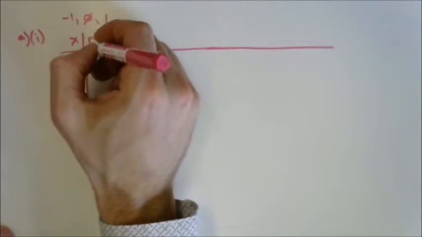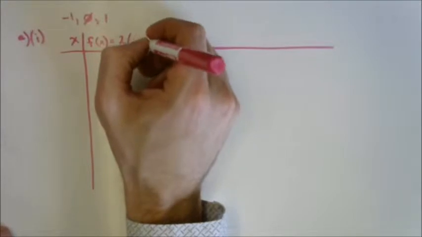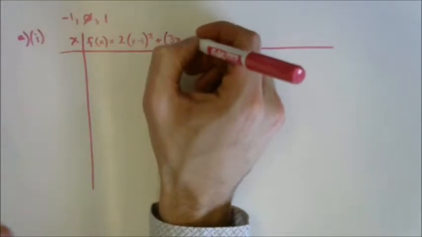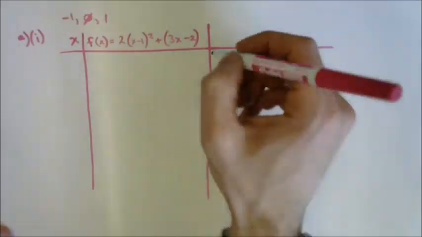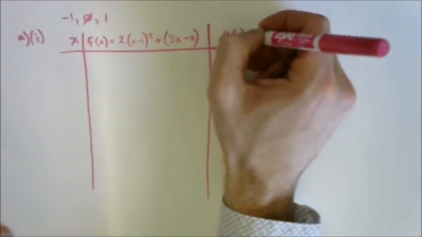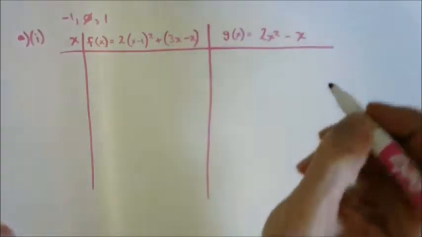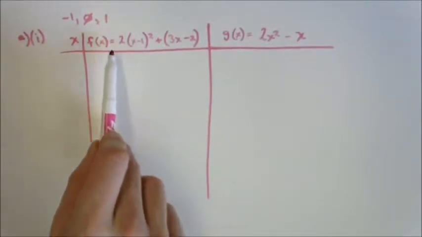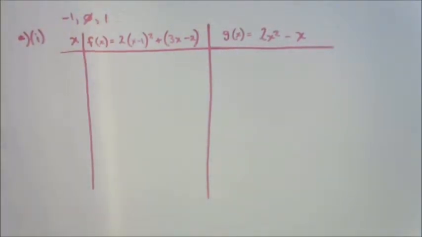We're going to sub them in to f of x, which is 2x minus 1 squared plus 3x minus 2. And then we're going to sub them into g of x, which is 2x squared minus x. So the thought behind this is, if we get the exact same output in f of x and g of x for each of our inputs, is that enough to say that these are equivalent relations?